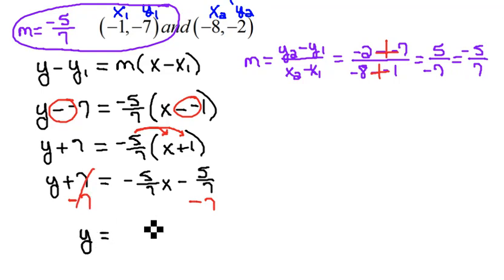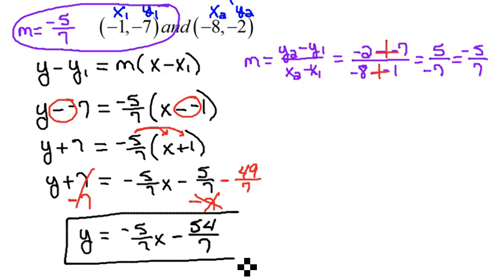So we'll have y equals negative 5/7 x. Now, negative 5/7 minus 7. In order to subtract those, we really need a common denominator. So that denominator is going to have to be 7. I'm going to have to turn the number 7 into something over 7. So that would have to be 49 over 7. So minus 5/7 minus 49/7 would be negative 54/7. And now we have written the equation of our line in slope-intercept form.